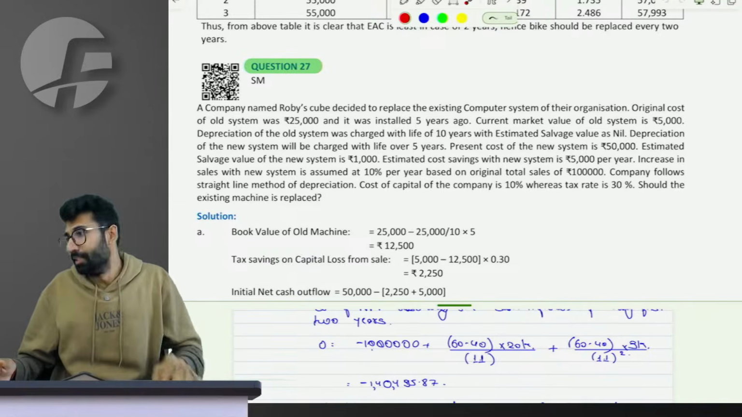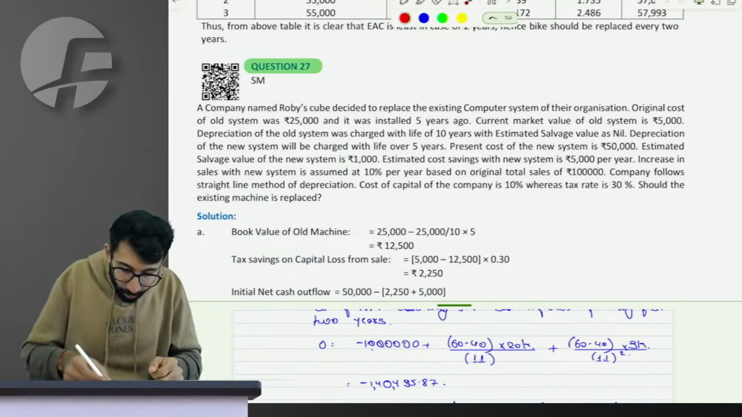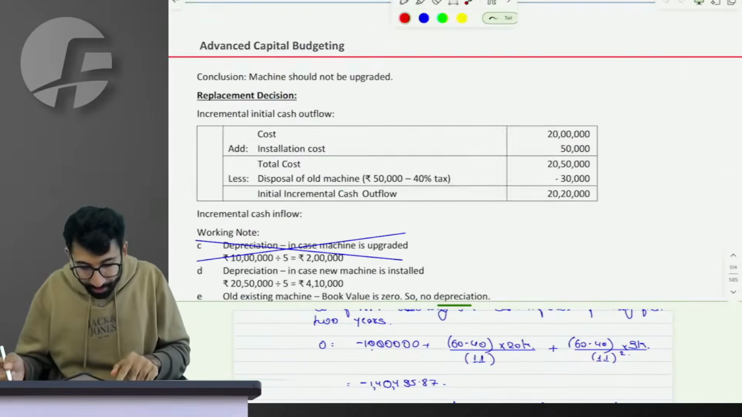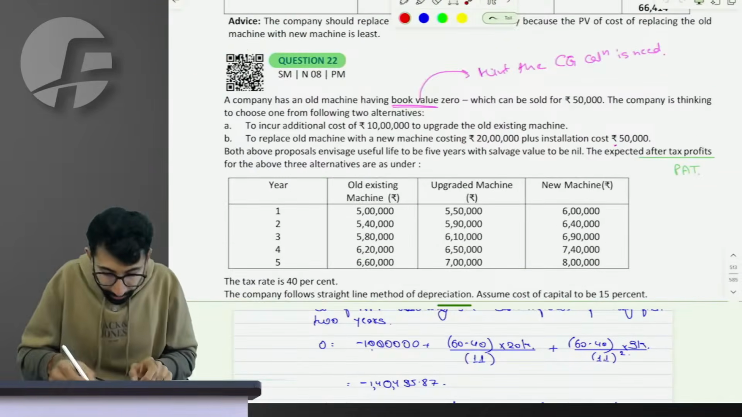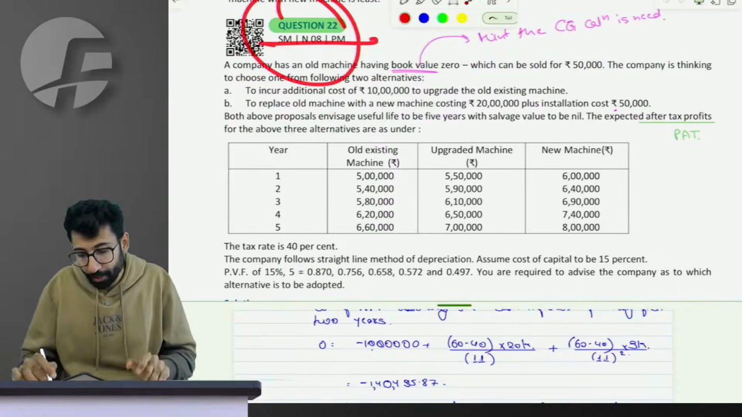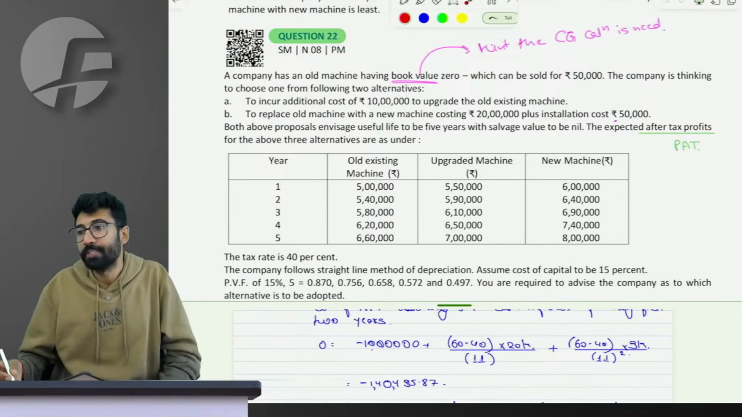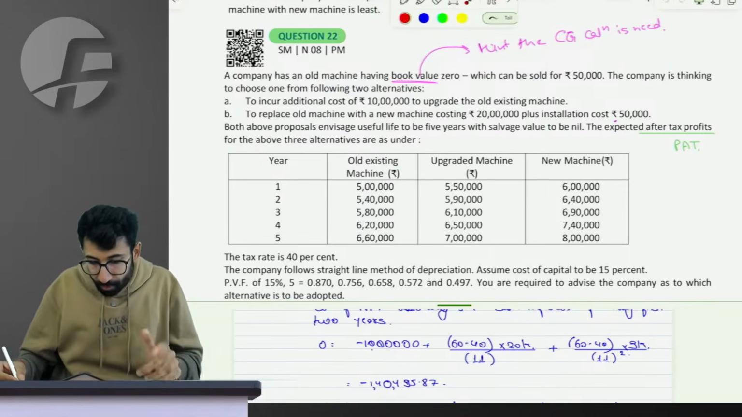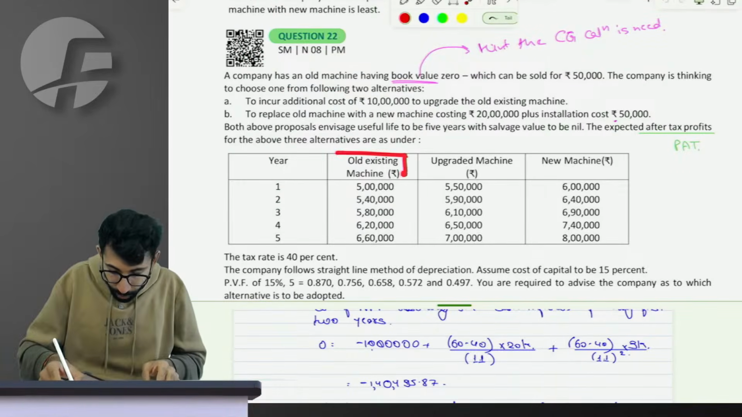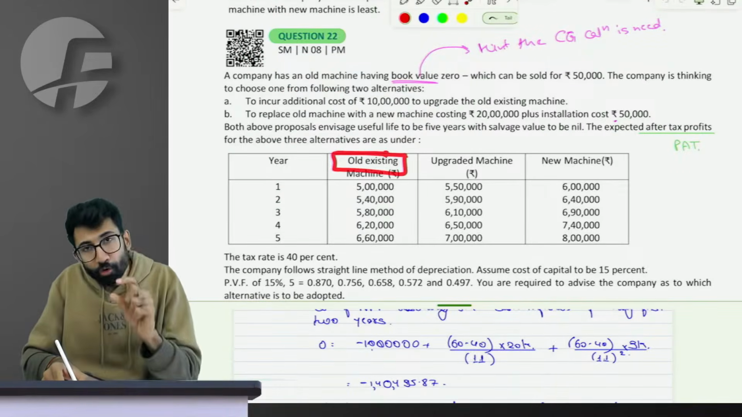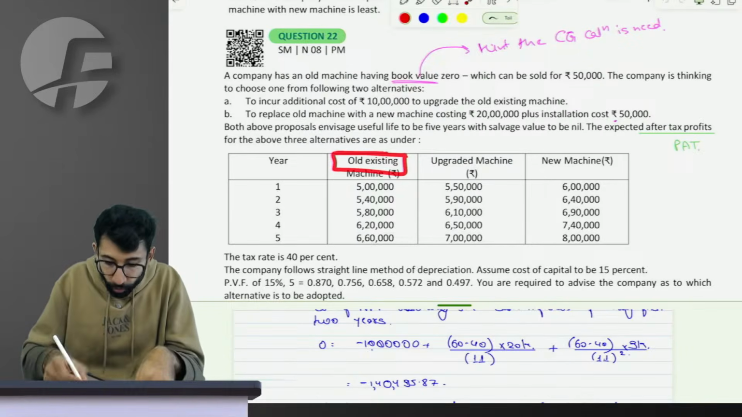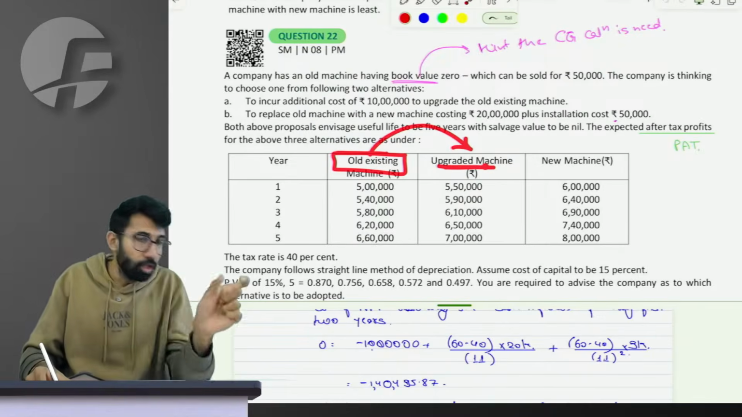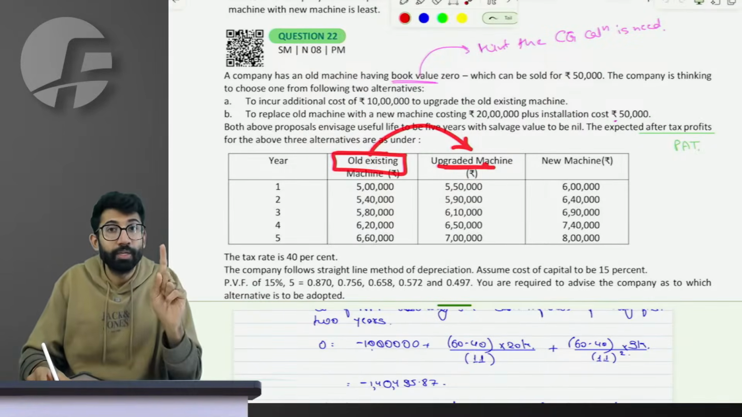Anyways, question number 27 gets done. Another question, I'll just give you a sense of it. We won't solve it entirely. Question number 22, please look at this. In this case, what they say is that I have an old machine. To the old machine, I have two choices. Scenario 1, upgrade the machine. So old versus upgrade is scenario 1.